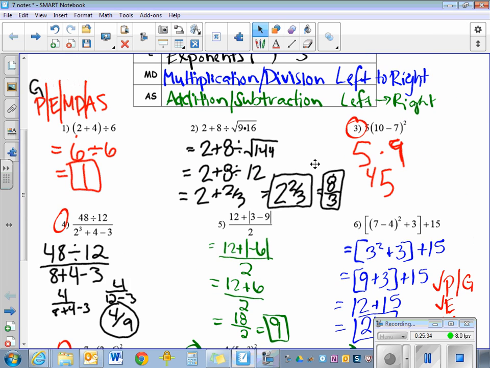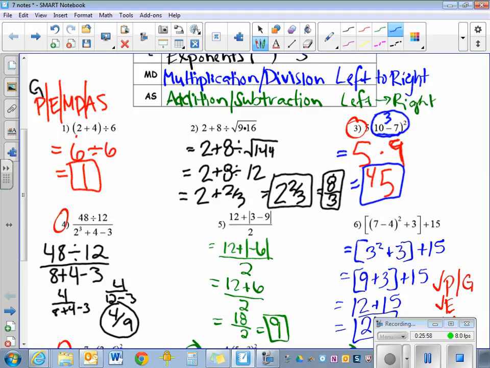Okay, so let's take a look at 3, and then we'll go back over 6. So I'm going to do 7. So 3, we have to first do 10 minus 7, which gives us 3. And 3 squared is 9, so instead of this whole chunk, we know this is equivalent to 9. So we have 5 times 9, and 5 times 9 is 45, which is your answer there.